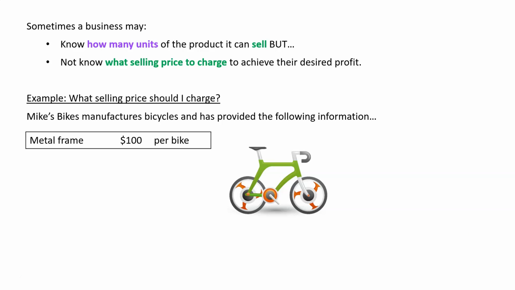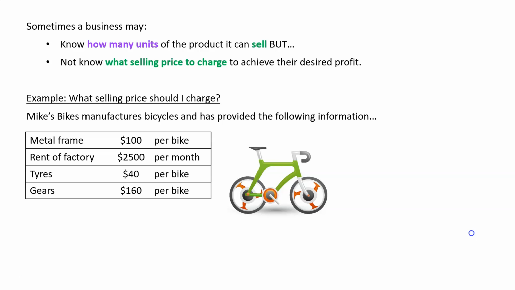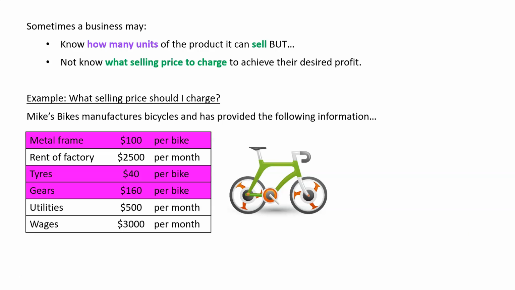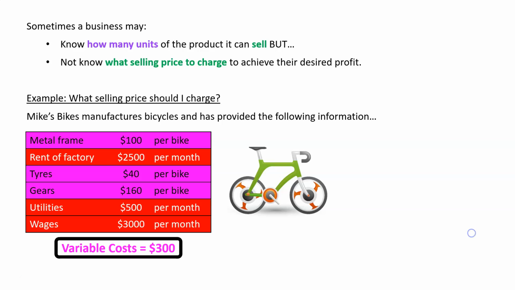We've seen this before. The metal frames are 100, the rent's 2,500 per month, the tires and gears are 40 and 160. The utilities and the wages are fixed at 500 and 3,000 per month. So we said those three costs there, the metal frame, the tires and the gears are variable. That's a total of 300 per unit. And the fixed costs, with the rent, utilities and wages, that was a total of 6,000.